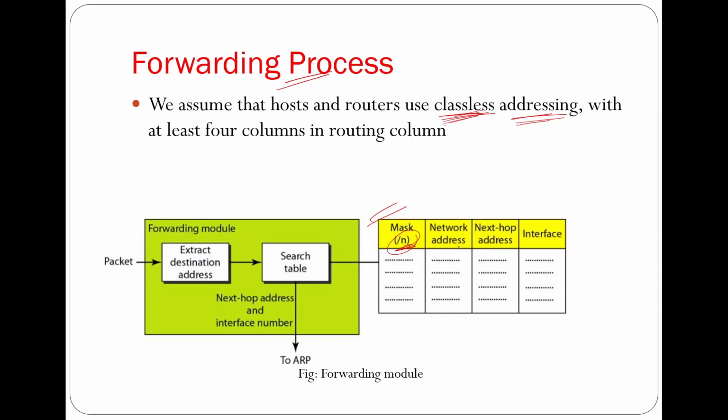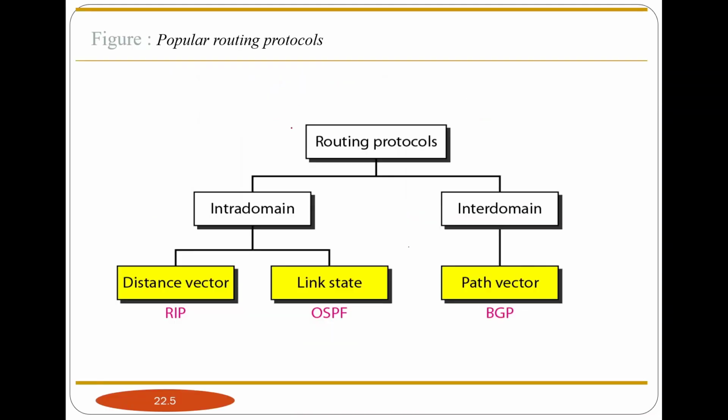After the network address, we will have the next hop address. That means after forwarding the packet, it will reach the next destination. The address of that destination will be put in the next column, and after that the next interface. So this is very important.